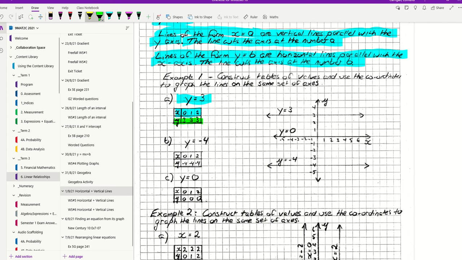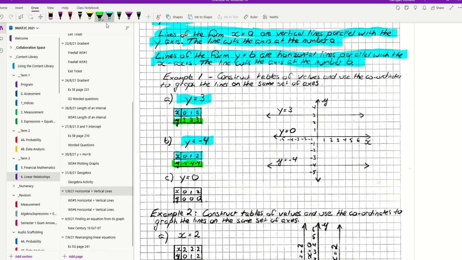Finding a table of values for the next one, we can do the same thing. Our line is y equals minus 4. Again, we get to choose our x values 0, 1, 2. When we go down to see what our y is, our formula just says they're all equal to minus 4. So there's our table of values for that one.